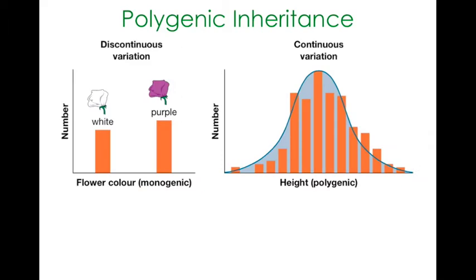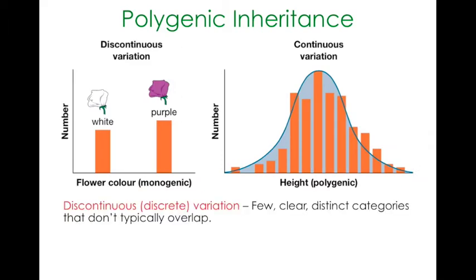Depending on what kind of trait it is, you can have what we call discrete variation, or discontinuous variation, within the trait, which is when you have a few clear and distinct categories, and they don't typically overlap. Your monogenic traits are generally discrete. Flower color, it's either white or purple, or pink if it was a blend of the two in snapdragons and things like that. Blood type will be A, B, AB, and O. So they come in these very discrete patterns, and they don't overlap.